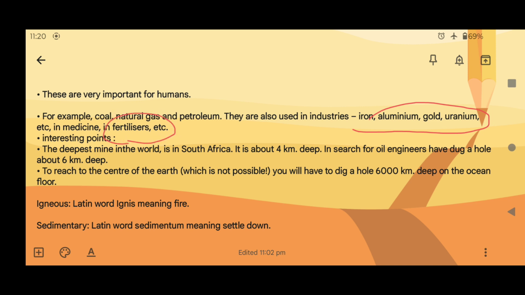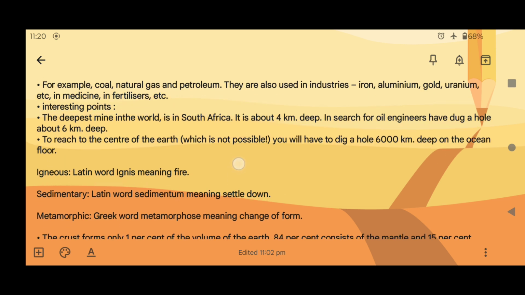An interesting point of this chapter is that the deepest mine in the world is in South Africa. It is about 4 km deep. In search for oil, engineers have dug a hole about 6 km deep. To reach the center of the Earth, which is not possible, you would have to dig a hole 6,000 km deep on the ocean floor.